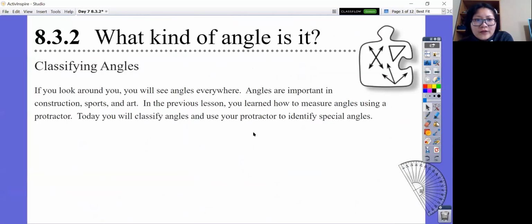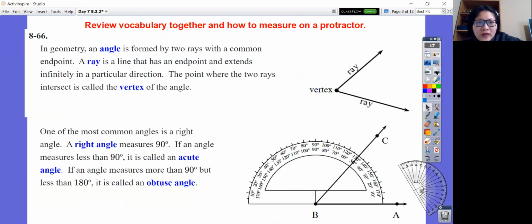Today, as you look around, you will see angles everywhere. So we are learning how to classify angles, how to name the angles. Use your protractor to identify those special names, those special angles. Take a look at problem A66. We're learning the vocabulary together.